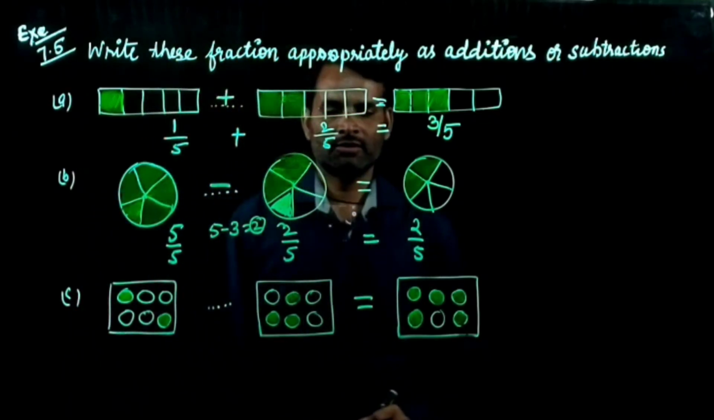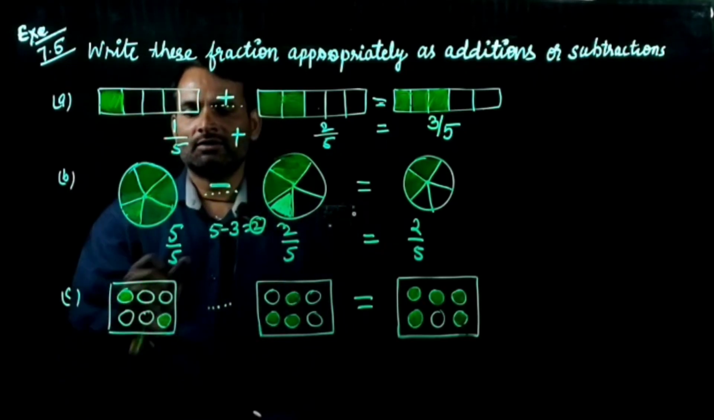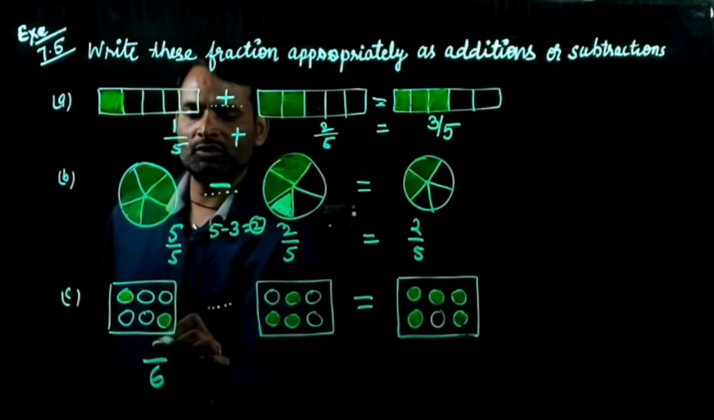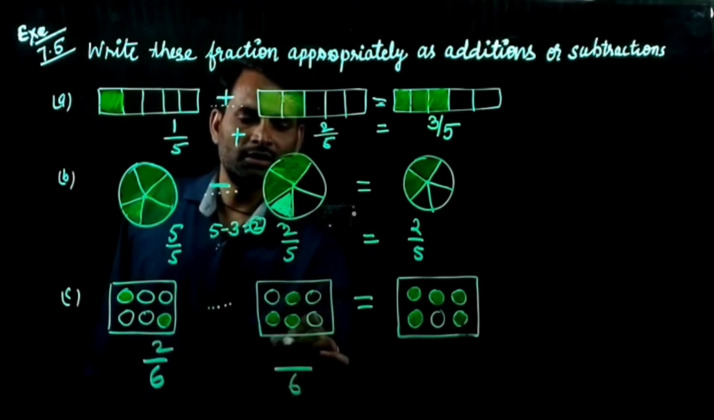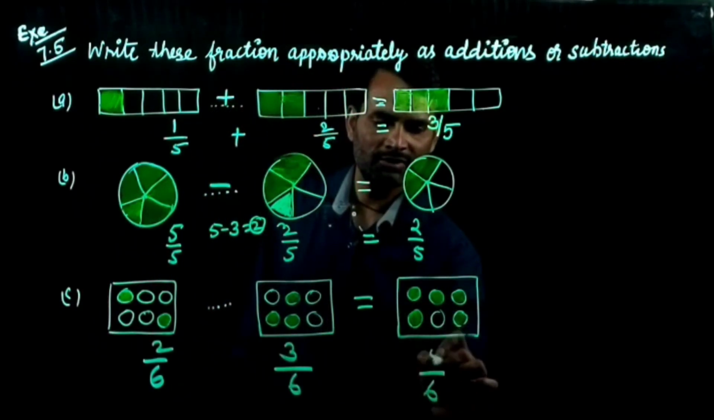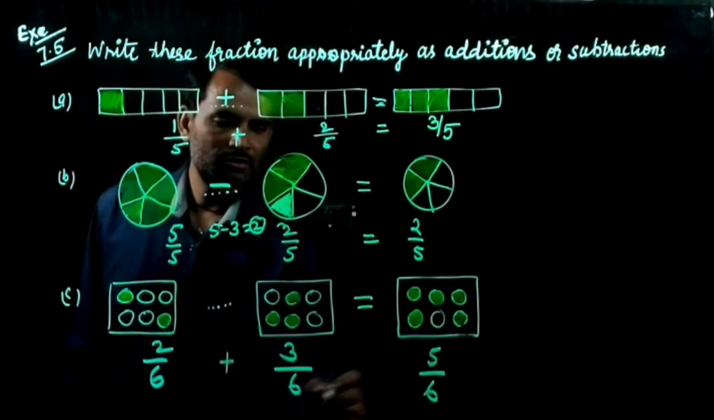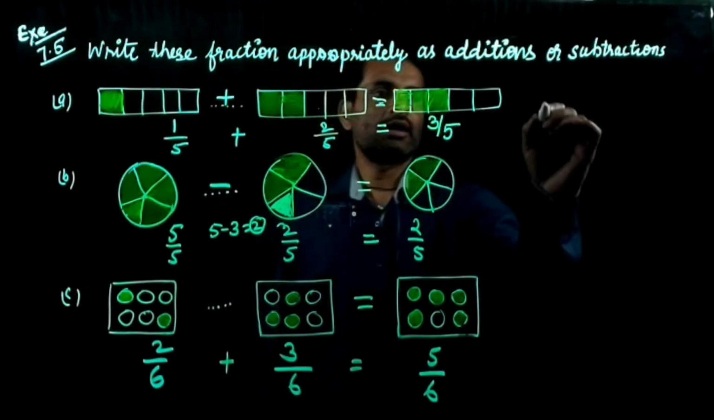Now here is a square in a circle divided into 6, that means 6 and 2 are filled. Then a circle of 6 and 3 are filled, and here a circle of 6 and 5 are filled. So 2 plus 3 is equal to 5. That is the addition and subtraction.